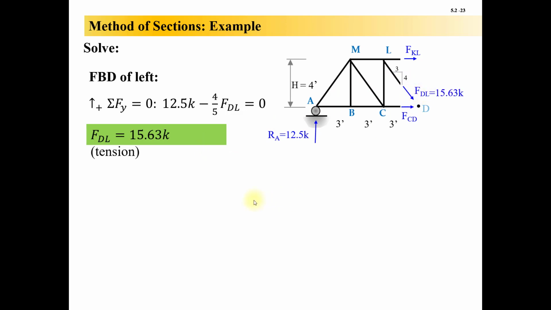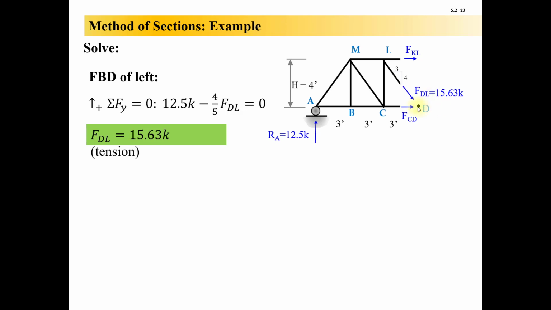I update my free body diagram with that information. And now I look at my free body diagram and say, what else do I need? I need FKL. I don't need FCD. If I do summation of forces in the X, I still have 2 unknowns. So what do I do? Do I use a different free body, or do I maybe get a little bit more clever? I'm going to say, let's use a moment equation.